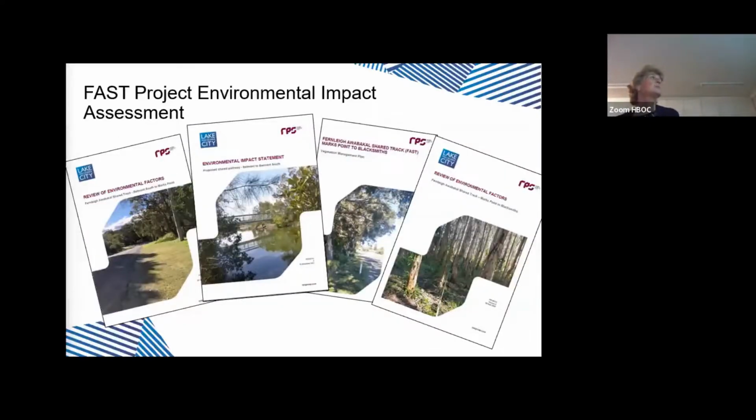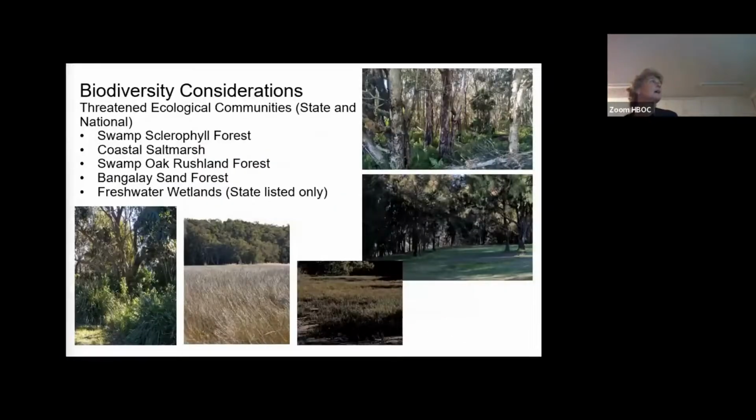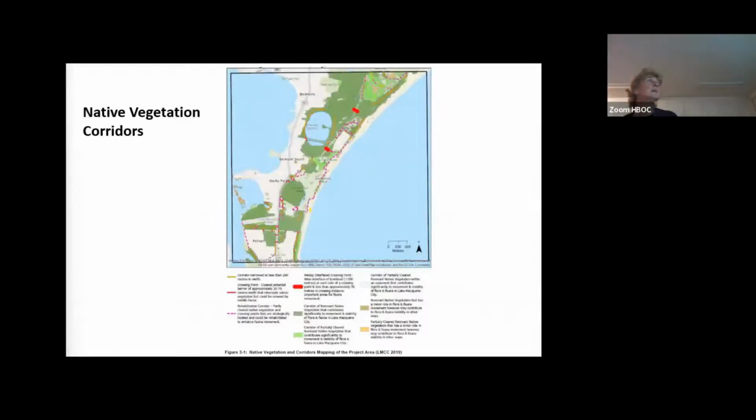So there's an absolute raft of environmental studies for the project. Five endangered, threatened ecological communities are affected by the proposal, albeit some of them more than others. There's native vegetation corridors throughout the area that council had to be mindful of, very important for birds and other fauna trying to move through that area, and you see it breaks down around where the golf course is.